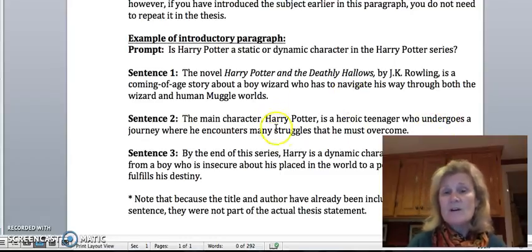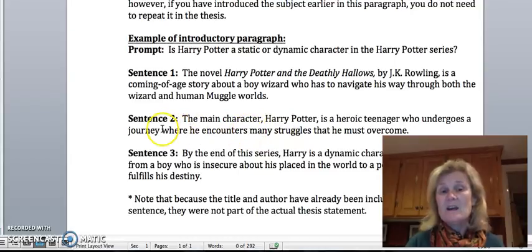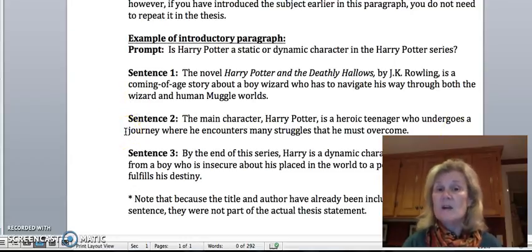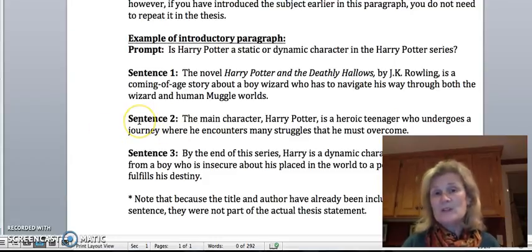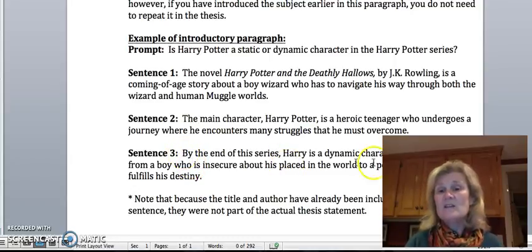Notice this is not very specific, but it really does introduce the idea of what Harry is doing over the course of the novels, and it does set us up for my assertion, which is going to be that he's dynamic, because we know as soon as we see the word journey that this is a character who's going to have to travel and change. So my final statement, my thesis statement, is: by the end of the series, Harry is a dynamic character.